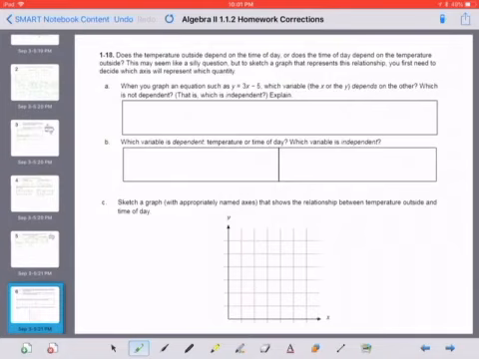The next problem says, does the temperature outside depend on the time of day, or does the time of day depend on the temperature outside? This may seem like a silly question, but to sketch a graph that represents this relationship, you first need to decide which axes will represent which quantity. When you graph an equation such as y equals 3x minus 5, which variable, the x or the y, depends on the other? Which is not dependent? That is, which is independent? Explain. So when you do that, y depends on x, because you're plugging x in and finding y.